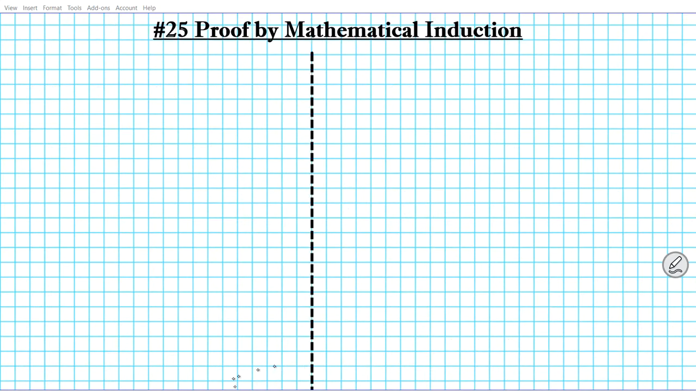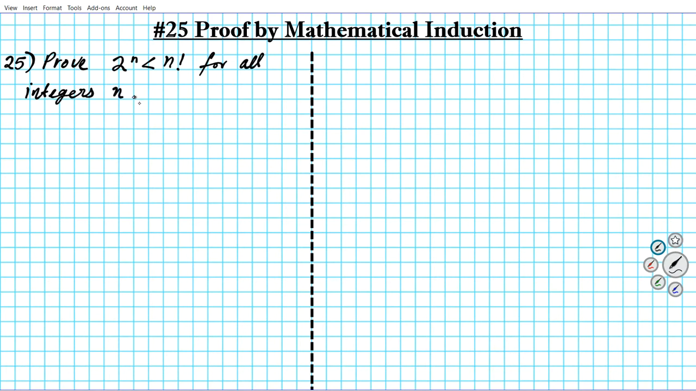Alright, so let's write down what we're proving. Problem 25, we're to prove that 2 to the n is less than n factorial for all integers n, where n is greater than or equal to 4. Alright, so let's commence with the proof.